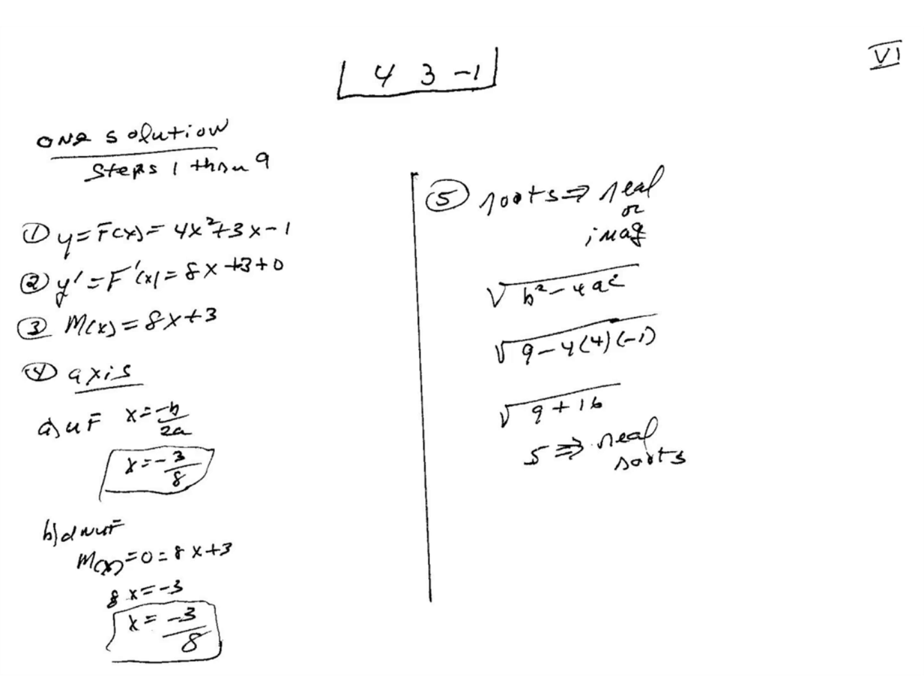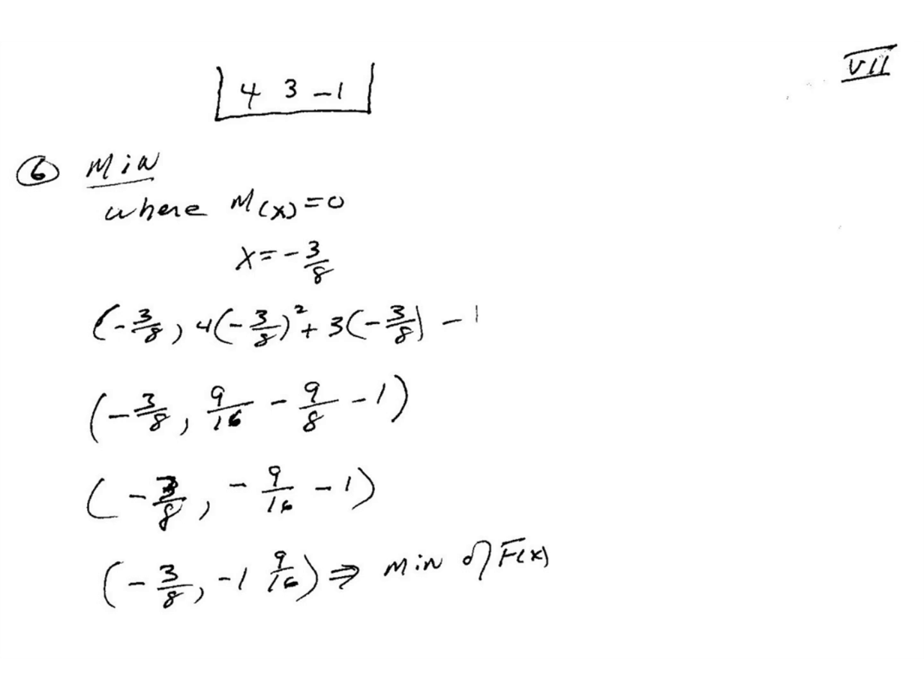Solving that equation for m of x equals 0, we come up with minus 3/8, and we circle them to show that they're the same. Step 5, we use the roots implies real or imaginary, and we use the square root of b squared minus 4ac. We use the plus of the square root. And we plug in the numbers, we come up with square root of 9 plus 16, which is 5. So that implies real roots.